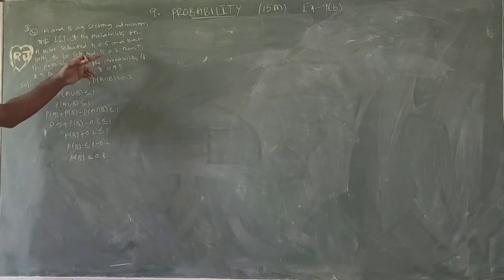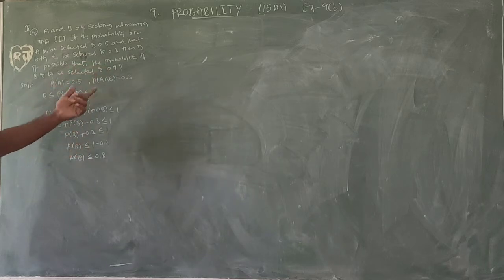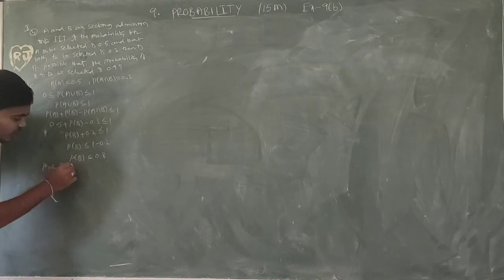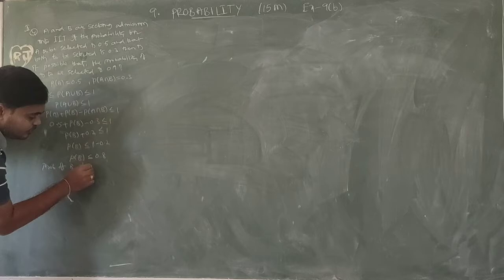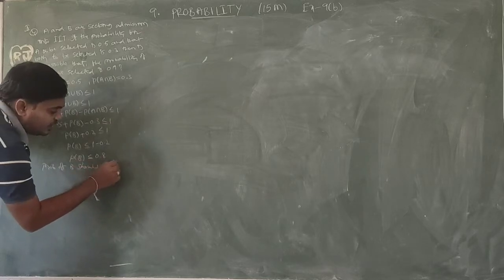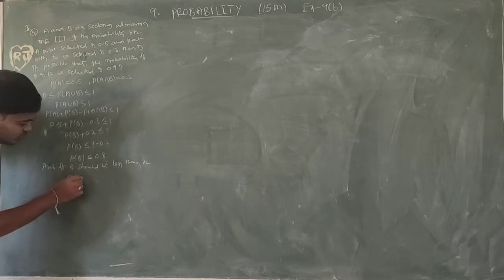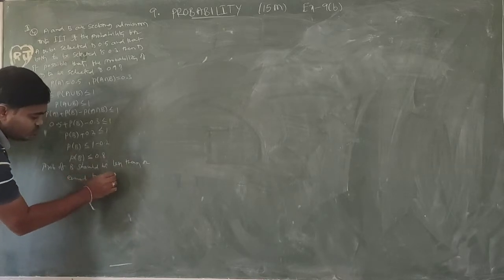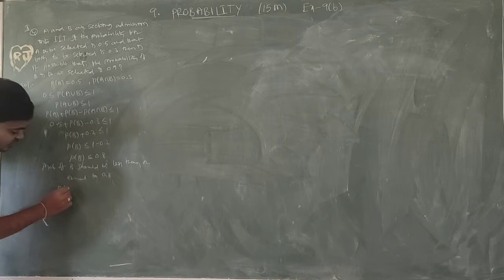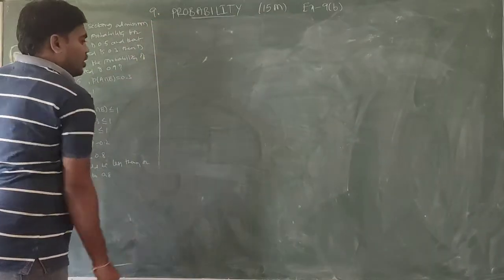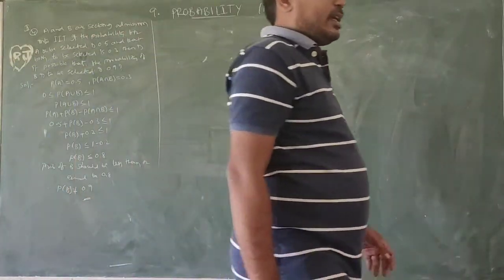But it is given, is it possible for 0.9? 0.9 is greater than 0.8, so it is not possible. So probability of B should be less than or equal to 0.8. So P of B is not equal to 0.9. So it is not possible. Next question.